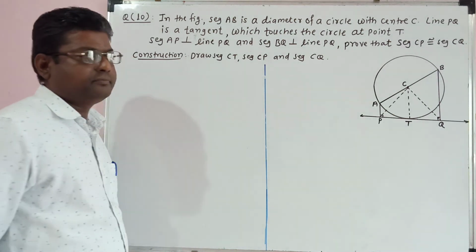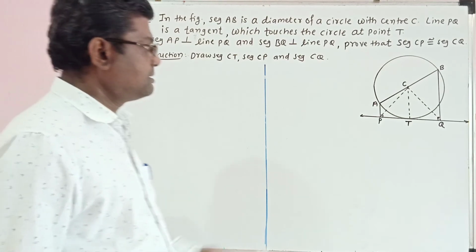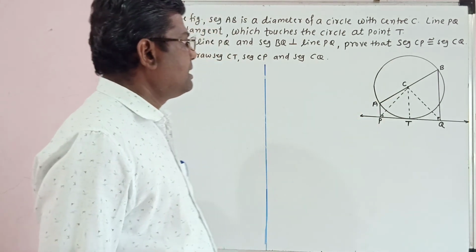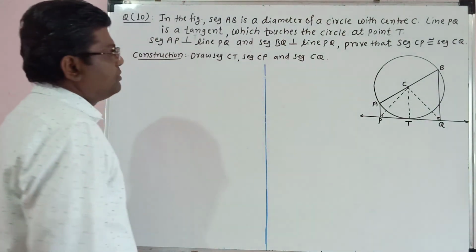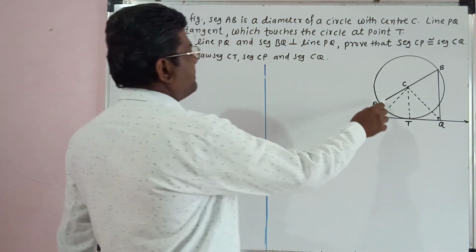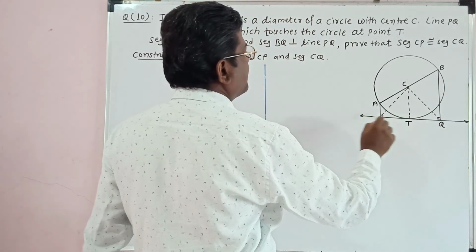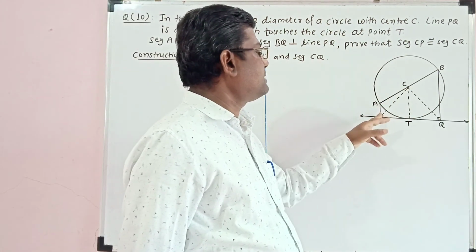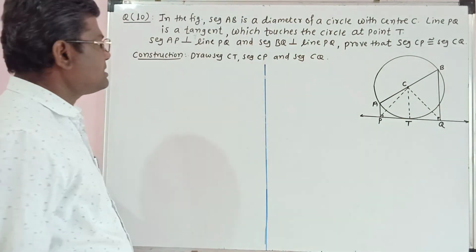Question number 10. In the figure, segment AB is a diameter of a circle with center C. Line PQ is a tangent. This line is a tangent which touches the circle at point T. Segment AP is perpendicular to line PQ and segment BQ is perpendicular to line PQ. Prove that segment CP is perpendicular to segment CQ.